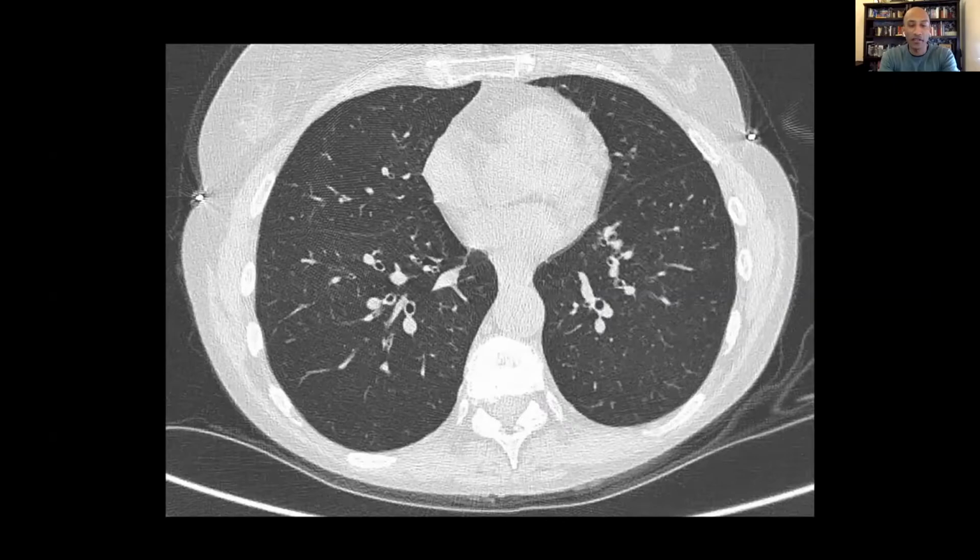So this is a relatively normal CT of the chest. So your left on the screen is actually the right lung. Your right on the screen is actually the left lung. That little circle thing in the top part is actually a cross-sectional view of the heart. And so you can see a nice gray texture. There's not too much in the way of scarring.